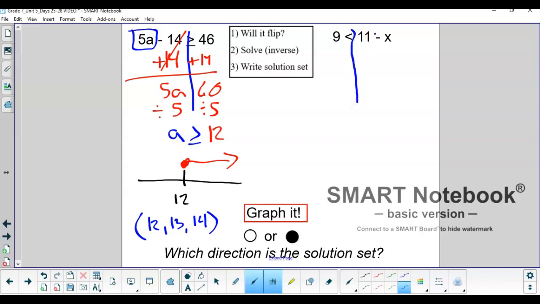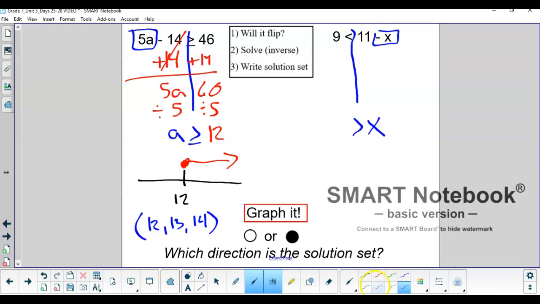As far as the second example goes, again, same deal. I'm going to break it into a left side, right side. I have 9 is less than 11 minus 1x. So again, now I see I do have a negative coefficient. So I know that my inequality sign is going to flip from less than to greater than. And my variable is going to stay on the right side. So I know it's going to be some number greater than x.